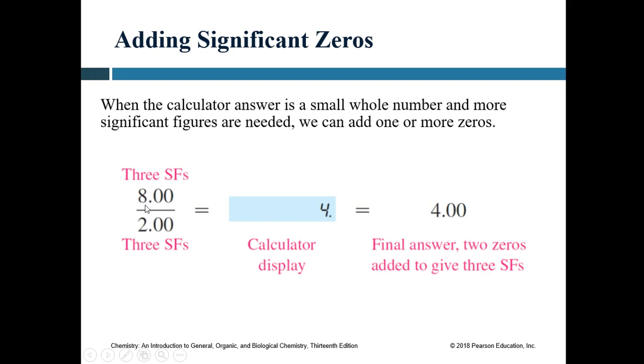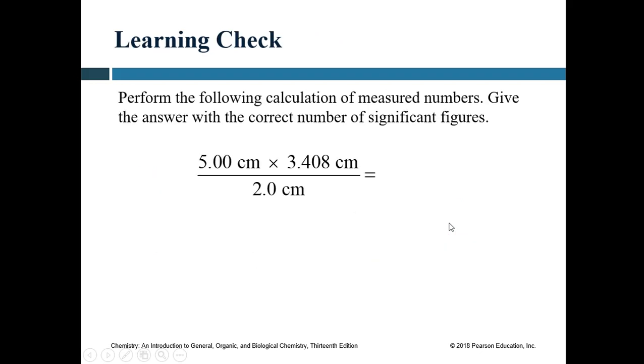Even if 8.00 divided by 2.00 is just 4, you may be tempted to go, oh, it's just 4. No. The value with the smallest amount of significant figures has 3. So that means we have to make this have 3 significant digits. And we do that by adding 2 zeros following the decimal.